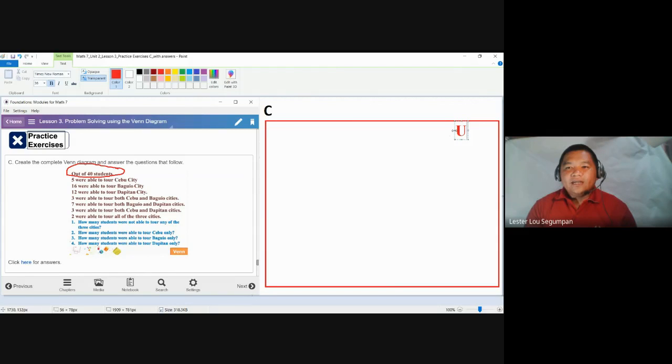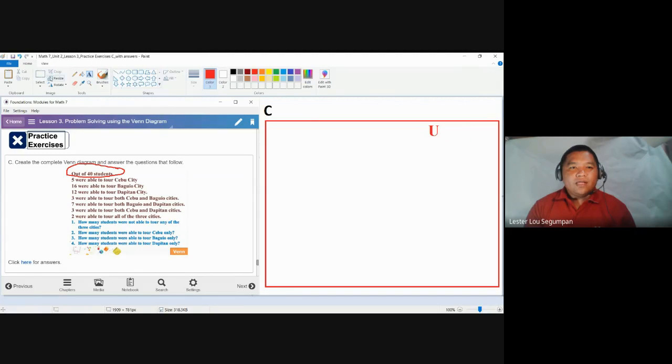The hint here is everything inside this Venn diagram must sum up to 40 so that we could say that this is our universal set. For a while, we are adjusting. Ay, ito na lang. Yan. Universal set. Okay. And last time, we were able to establish that there are three different major groups.